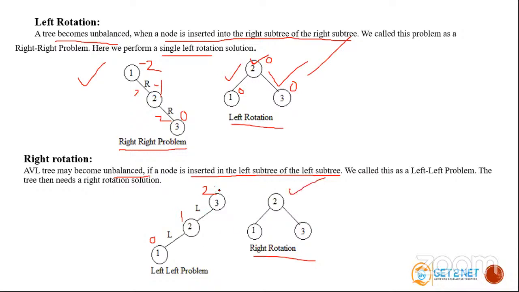Here the root node is our 3. But we rotated it to make it a balanced tree, a height balanced tree. So this problem is known as the left-left problem, and the solution is known as right rotation. Clear? Yeah, fine. Let's move on.